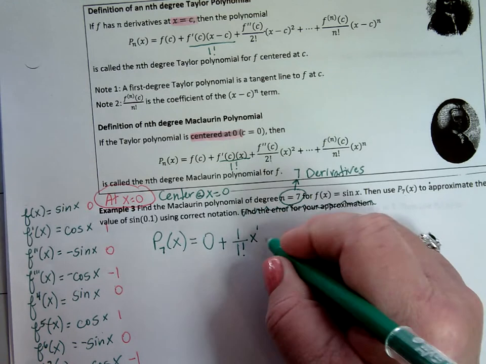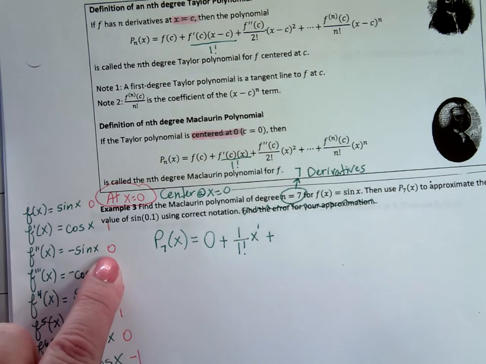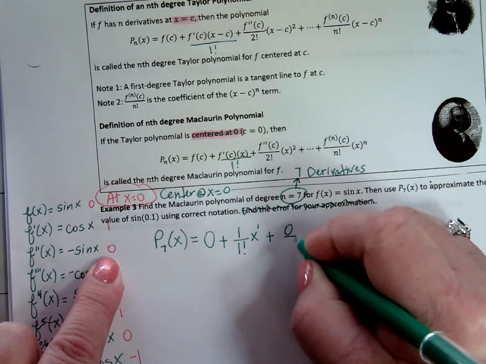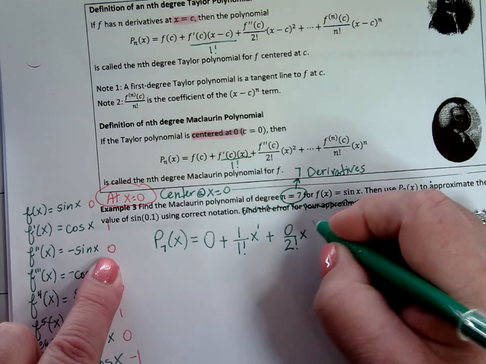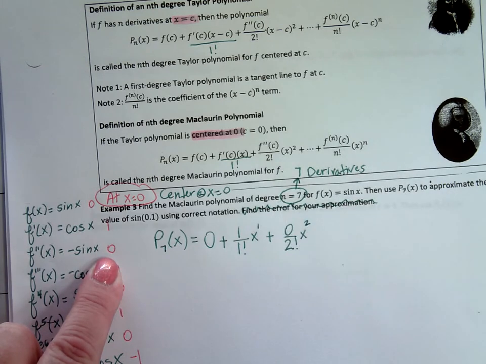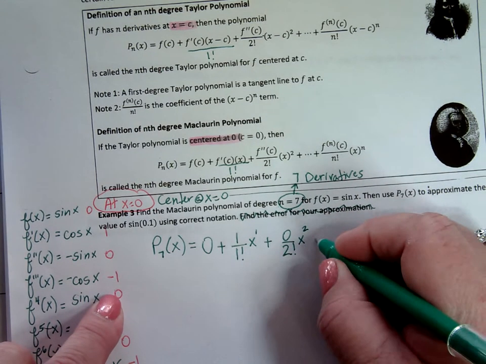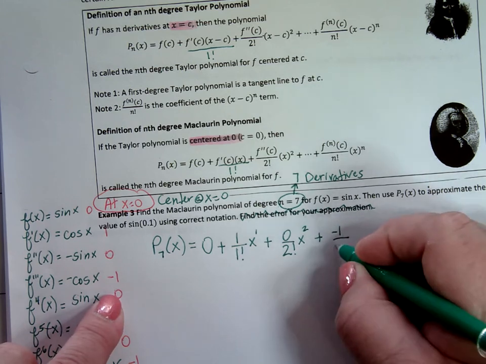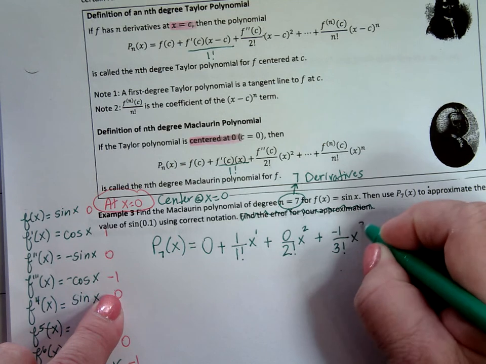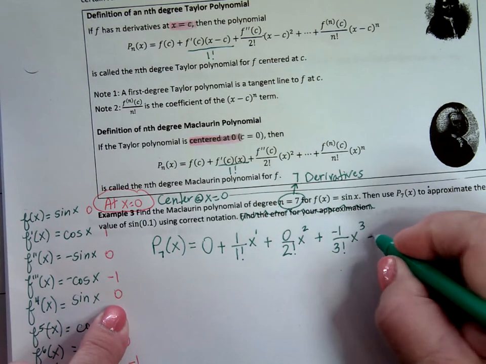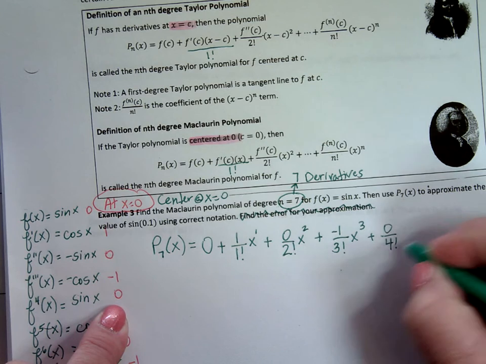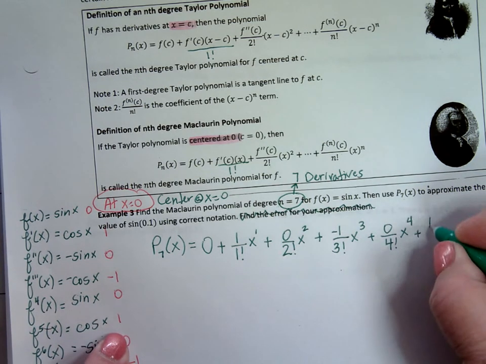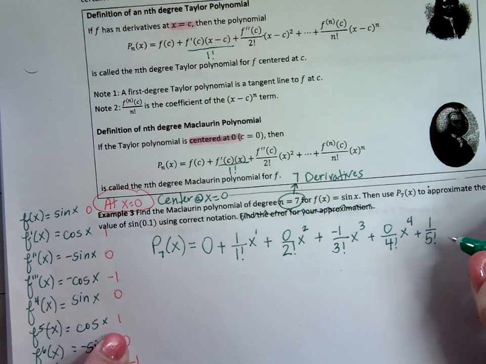And then I have plus. Now I'm going to the next one. That's this guy. He is going to be 0 over 2 factorial x to the second, because it's the second derivative. Next one's going to be minus, or it could be, well, let's leave it as plus. We'll put the negative 1 here. Negative 1 over 3 factorial x cubed plus 0 over 4 factorial x to the fourth plus 1 over 5 factorial x to the fifth.